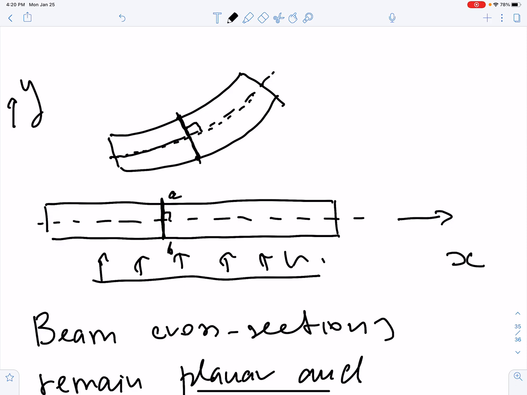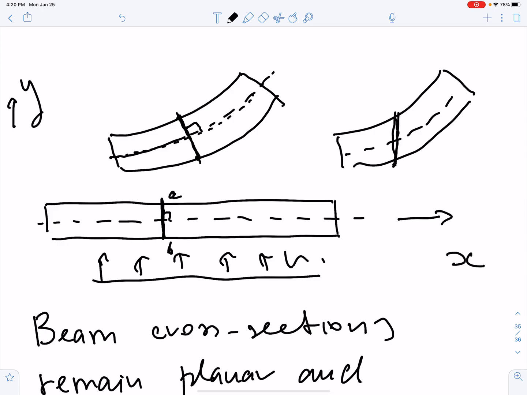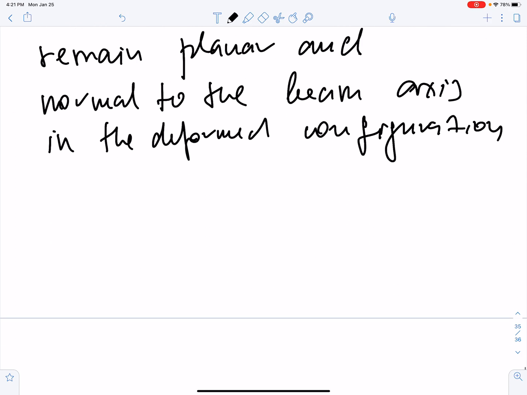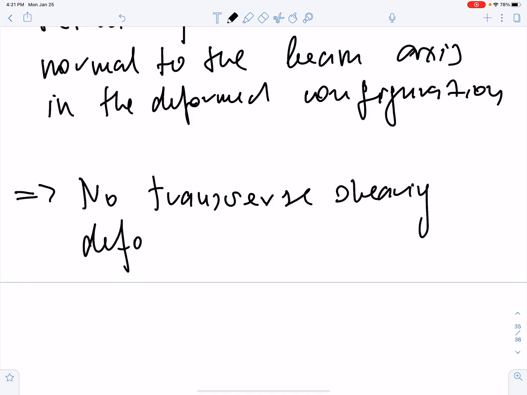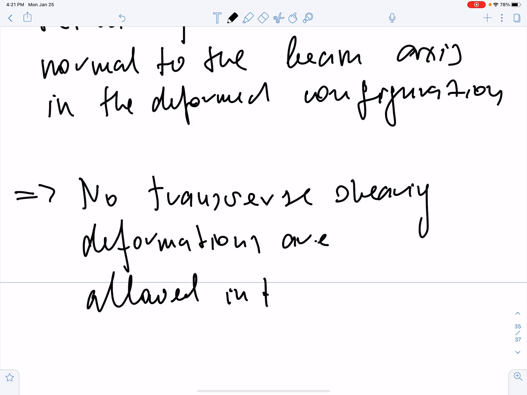Okay, and then what's not allowed are deformations of the form where the cross section AB, right, starts forming angles, okay, with respect to the middle axis. What these do, these give rise to so-called transverse shearing deformations, okay. But in the Euler-Bernoulli beam theory, these transverse shearing deformations are precluded, okay. And so the implication is no transverse shearing deformations are allowed in the Bernoulli-Euler theory.